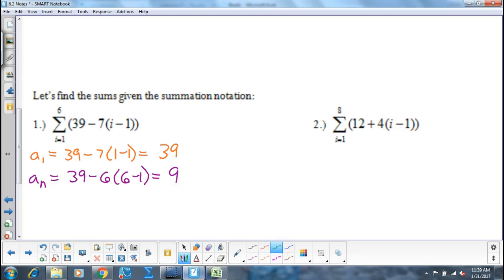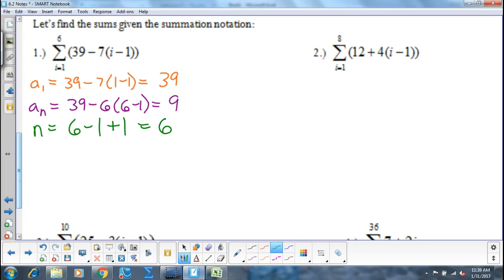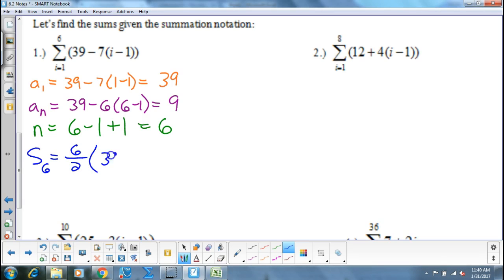What else do I need? Last term, just found the last term. Number of terms. Number of terms then, right? So the number of terms is my top number minus my bottom number plus 1. So that's 6. Okay? So the sum of the first 6 terms is going to be 6 divided by 2 times 39.